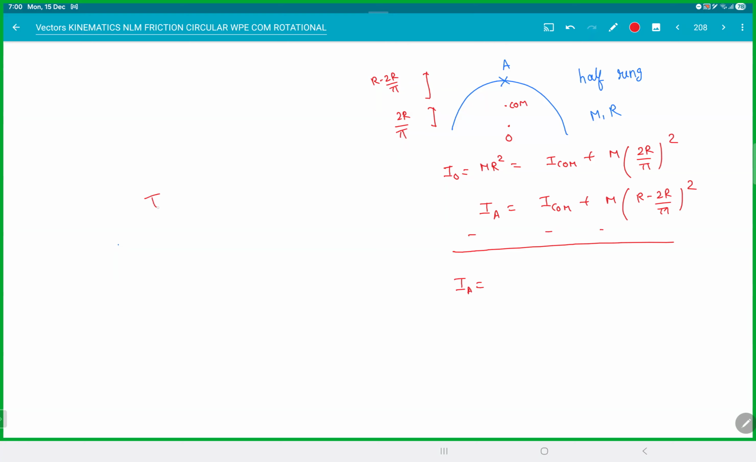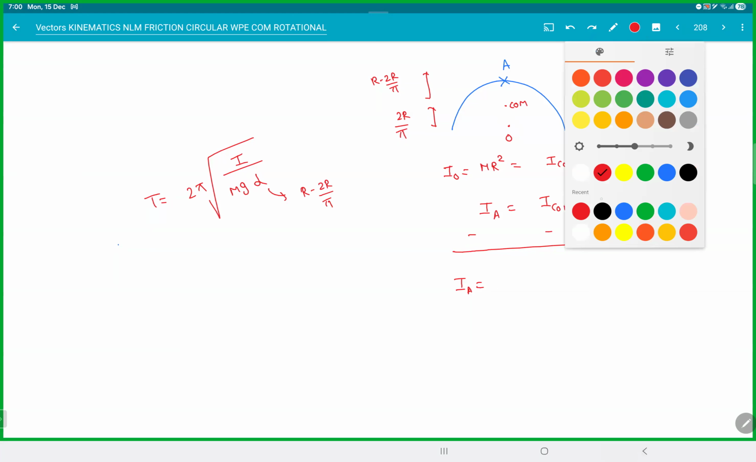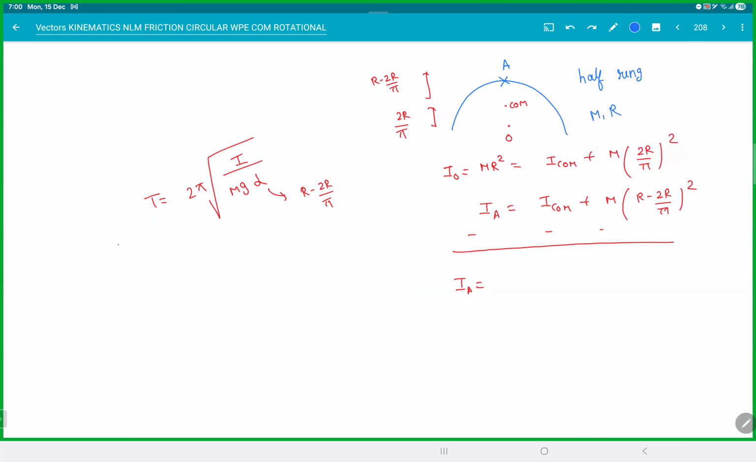The time period formula is 2 pi root over I by mgd, where d is the distance from the center of mass to the axis, which is r minus 2r by pi. And the best thing about this question is that if you had made the mistake of taking the center as the center of mass and solved the problem, you would have still got the answer. It happens, but be careful. This was a 2004 JEE question, long back.